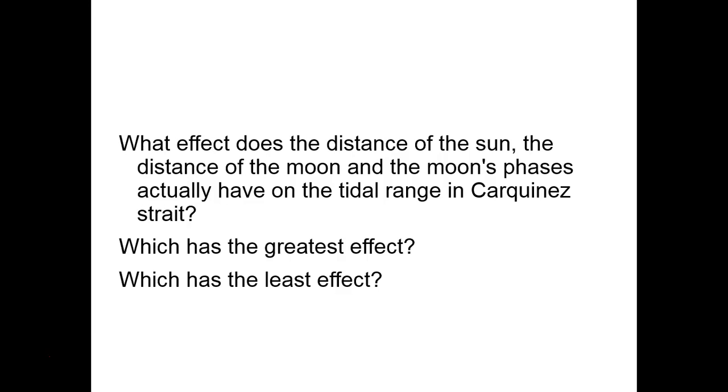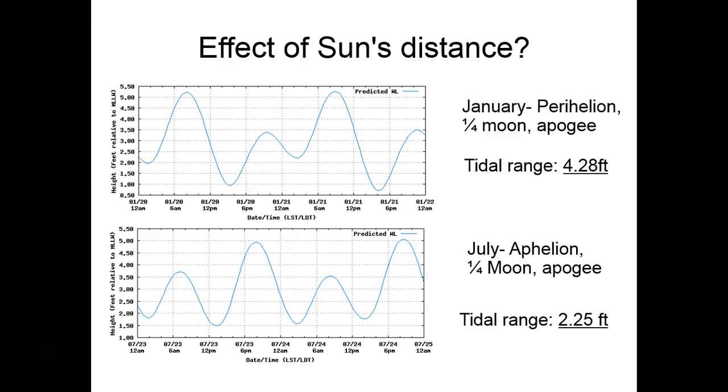different characteristics of when the Earth was close and when the Earth was far from the sun, and when the Earth was close or far from the moon, and also the position of the moon, Earth, and the sun, so the moon's phases. And so the first question was, what is the effect of the sun's distance?